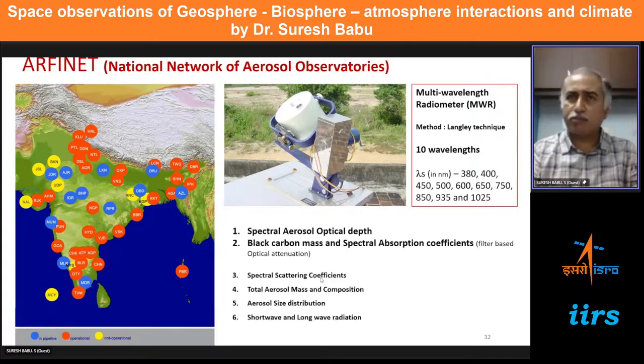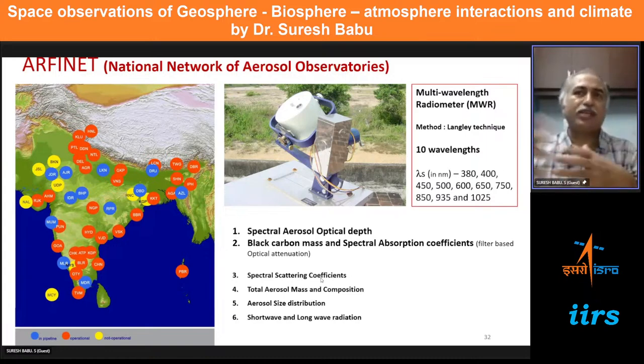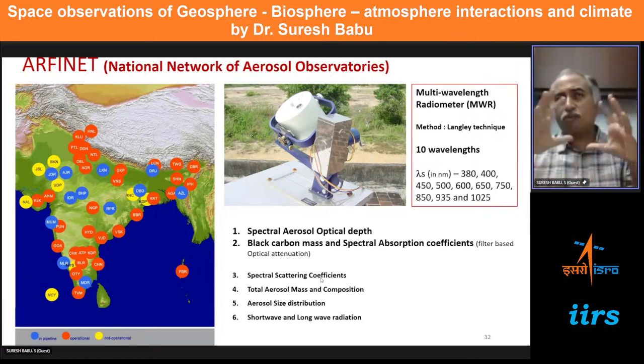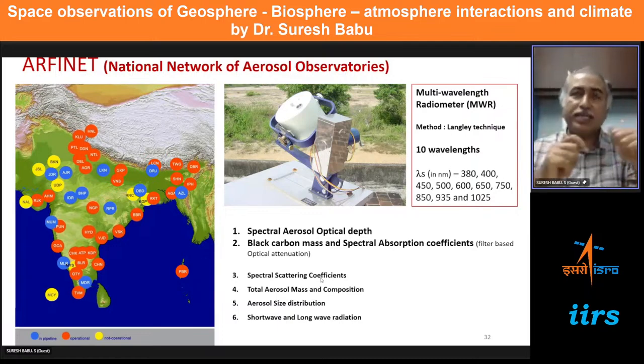In addition to that, we make measurements of black carbon mass concentrations and scattering coefficients of aerosol, basically the scattering nature of the aerosols, which is very important while talking about the cooling effect of aerosol. Then the total amount of aerosol, the chemical composition, then the surface-level radiation at all these locations. This data we combine with the satellite observations to have regional impact assessment.